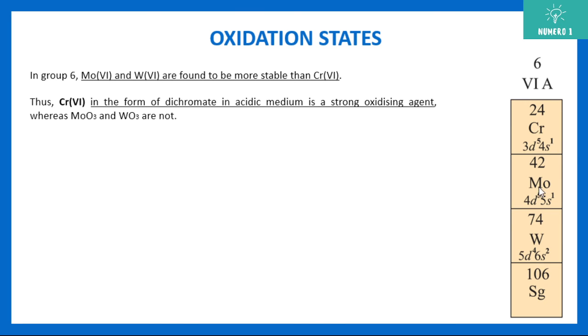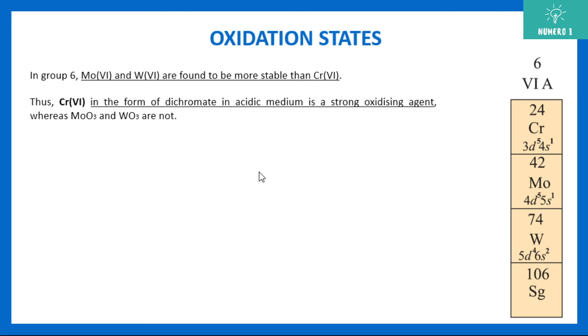Okay, you can see Cr, Mo, W, they are actually in the same group. Okay, that is your group 6. Then because of all this, Cr(VI) in the form of dichromate in acidic medium is a strong oxidizing agent. Okay, whereas MoO3 and WO3 are not.